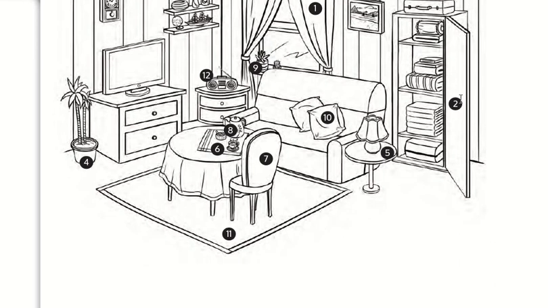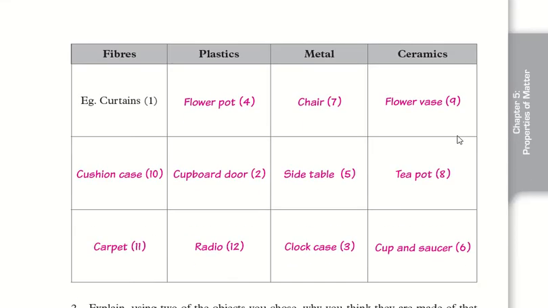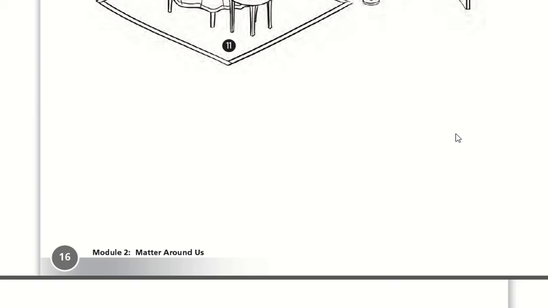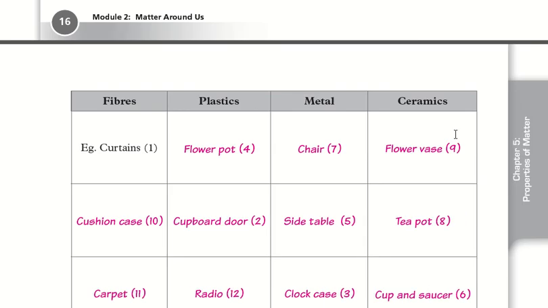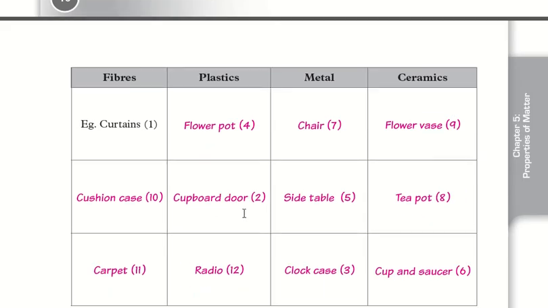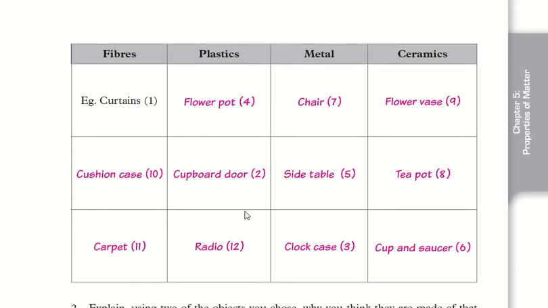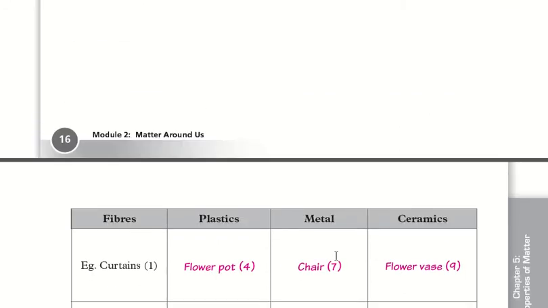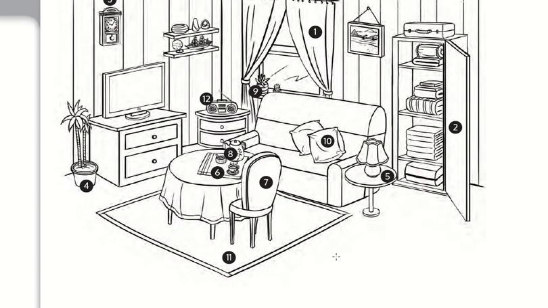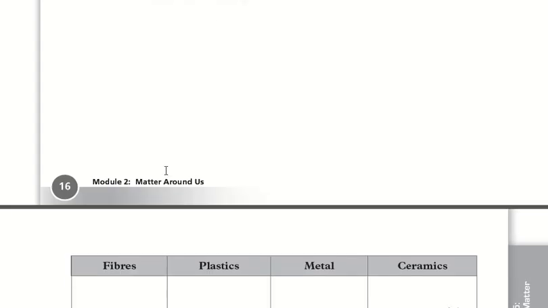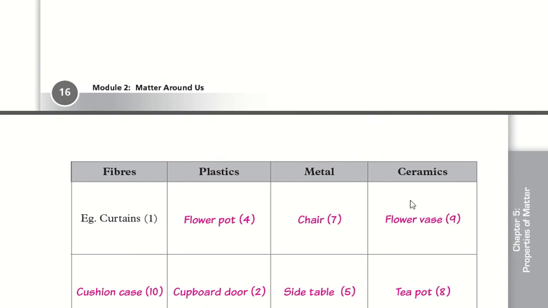So number 2 over here, I have a cupboard door. I'll classify this as made of plastic, so I'll put it under plastic. Number 3, I have a clock case. My clock case usually is made out of metal, so I put it under metal. Number 4, I have a flower pot. Okay, I will accept if you put it under plastic or ceramic.